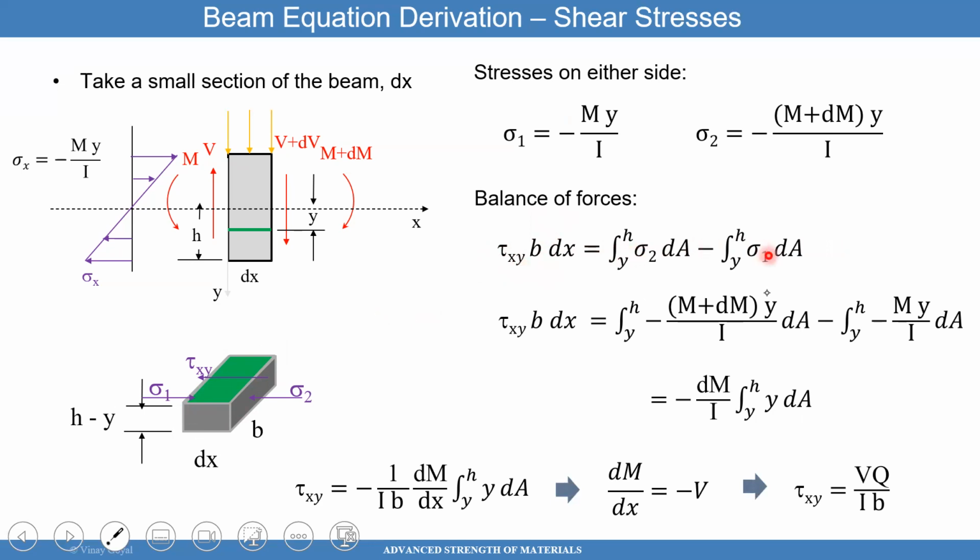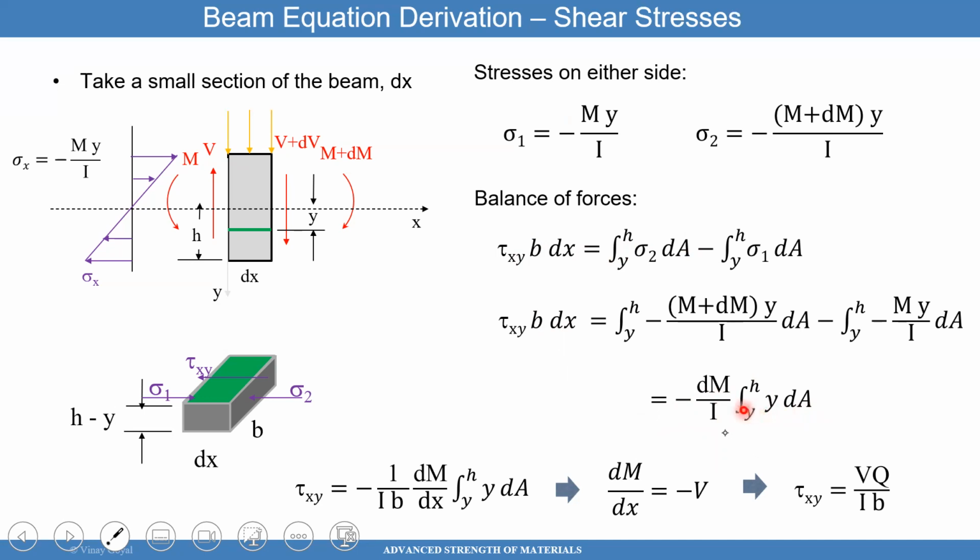While these forces here are the forces acting on each of these sides of the beam, and those are the formulas for that. If I plug in what sigma 2 is and what sigma 1 is, I get this formula here. And you'll see that M over I cancels out with this M over I. So it cancels out, and then you get that tau xy B dx equals dM over I times the integral from y to h of y dA.